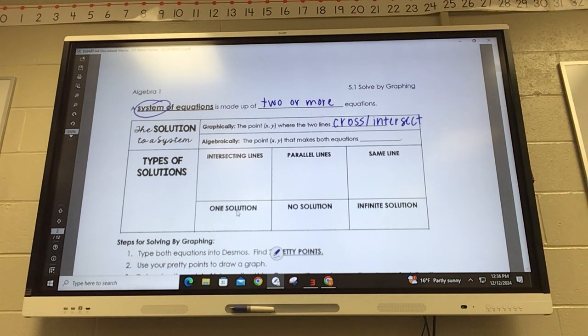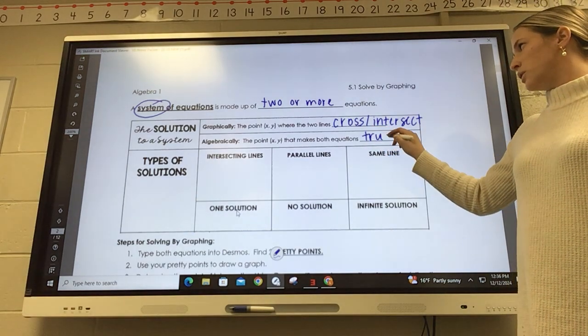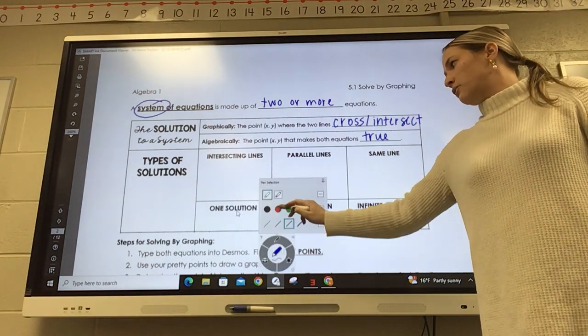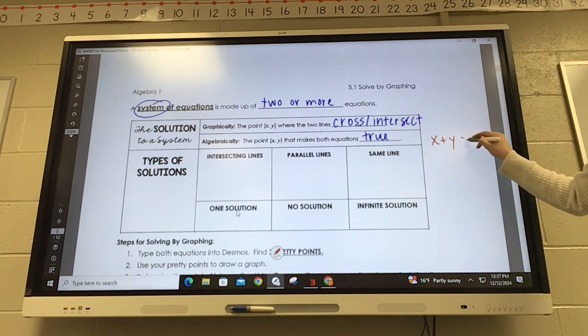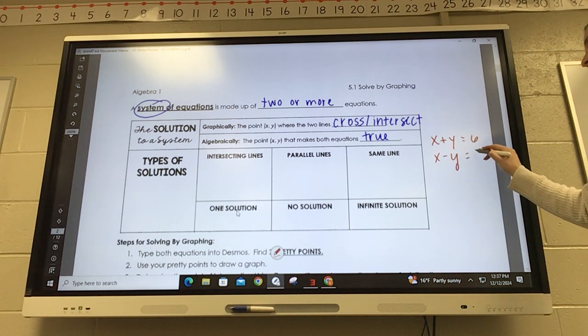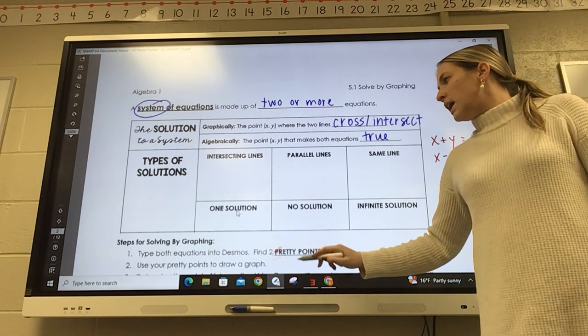Now algebraically, that means by hand, the ordered pair that was your solution to your graph is going to be the x and y value that makes both equations true. So quickly, for an example, an easy one that we had, was the sum was 6, but the difference was also 6. Do you guys remember that one? So you had x plus y equals 6, and you also had x minus y equals 6. Do you remember what the answer to that was? (6, 0). So I'll show you what it means by algebraically.